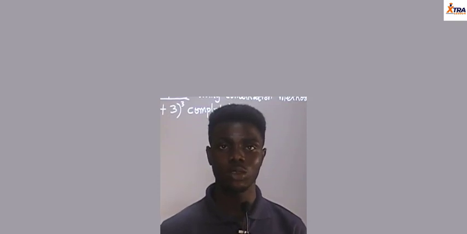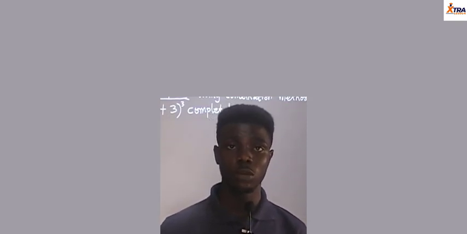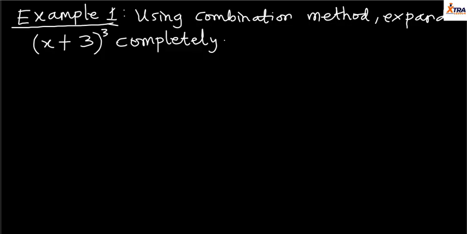Now, in the last class we introduced the combination method and everything it entails. In today's class we'll be looking at how we can actually use it to determine our binomial coefficients, that is, to actually expand a question of binomial theorem. Now, we have example 1 here, where we are asked, using the combination method, to expand x plus 3 all raised to power 3 completely, x plus 3 all cubed completely.